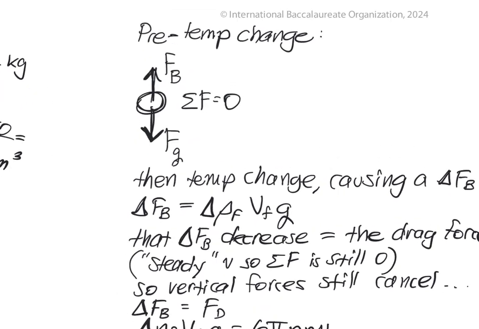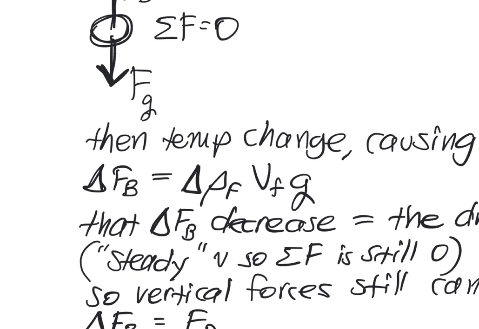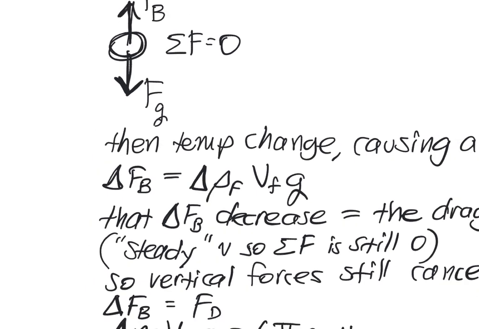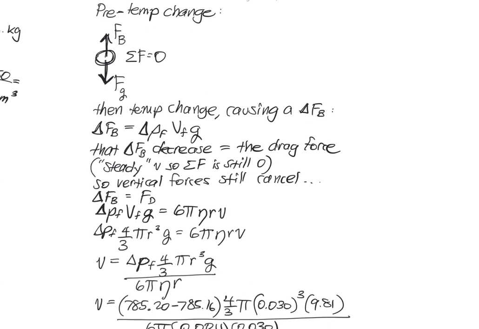So that's what I wrote here. The change in the buoyant force is the change in the density of the ethanol times the volume of the displaced fluid times g. That decrease in the buoyant force means less upward force. So there would still be the downward force of weight, and the sphere would start to accelerate downwards. It'd be a net force downwards, but as soon as it starts to move, there's a drag on the sphere, which is the drag force. And then the drag force pops up, and the question said that the velocity was steady, which I assume is Queen's English for constant.